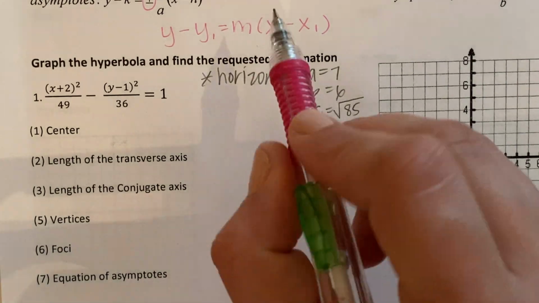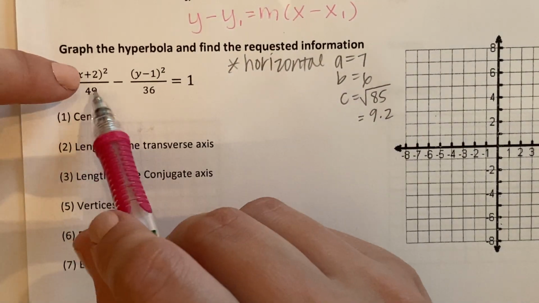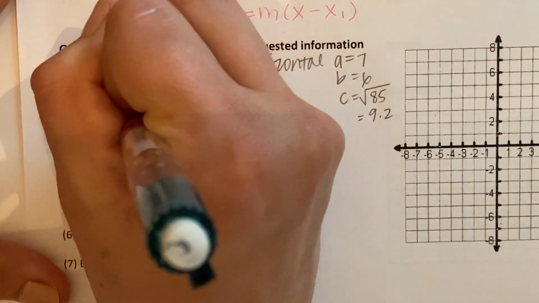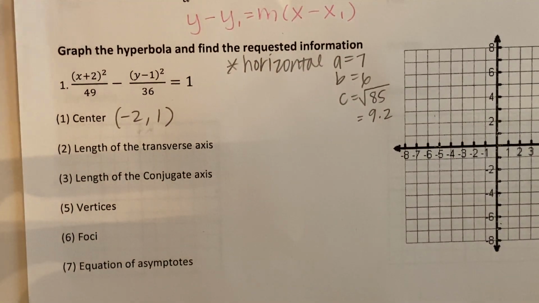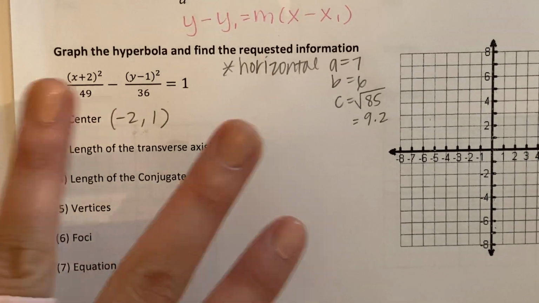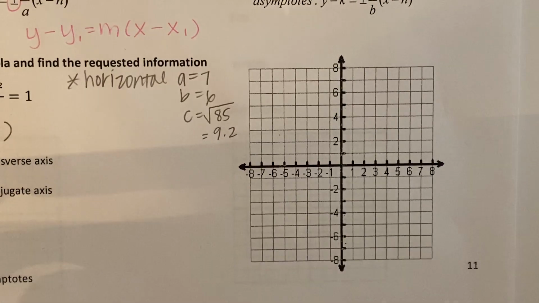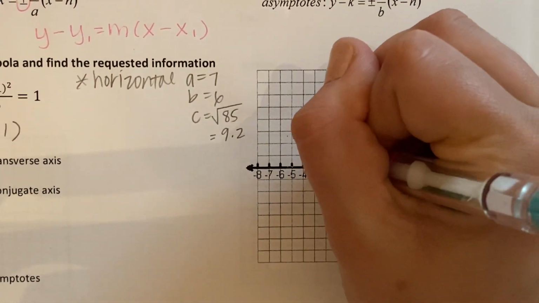Okay, so now that we have A, B, and C, let's go ahead and fill in some stuff that we know. The center, so still comes by parentheses, -2, +1. The transverse axis, since this is horizontal, it comes from under the X. Actually, we'll do this after we graph because we have everything we need to graph. I don't want to confuse you. So first thing I'm going to do is plot the center, -2, 1.